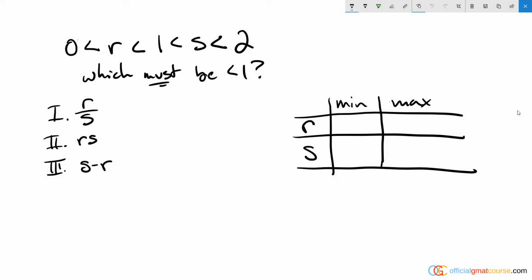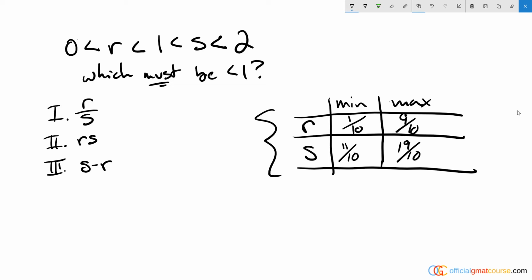So I know that R is between 0 and 1, and I've set up this grid on the right-hand side, and I just want to assume that the min value for R is something like 1/10, and the max value for R is something like 9/10 since it's less than 1. Now the min value for S, which has to be greater than 1 but less than 2, would be something like 11/10, which is 1.1. And the max value would be like 19/10, which is 1.9.